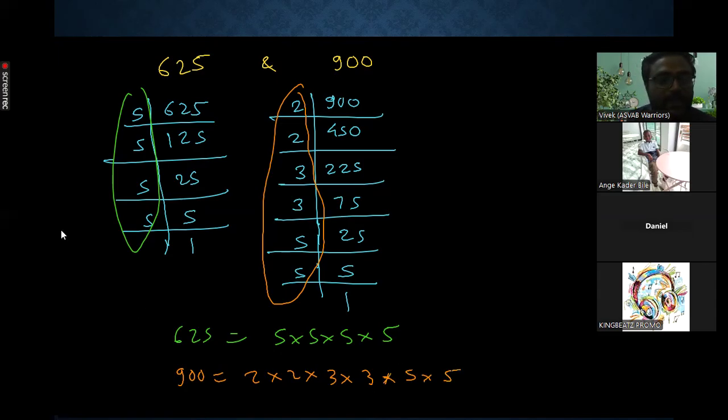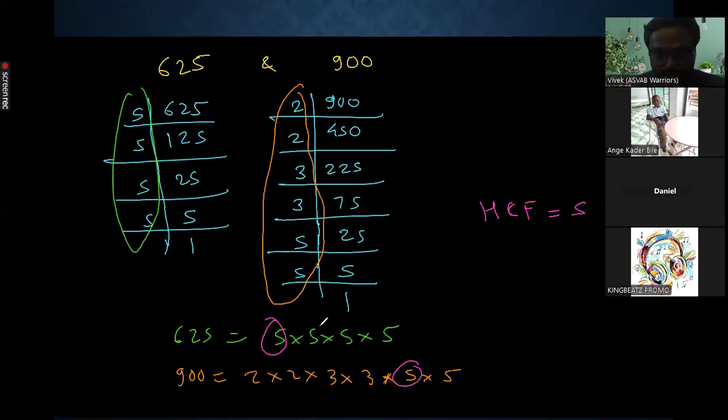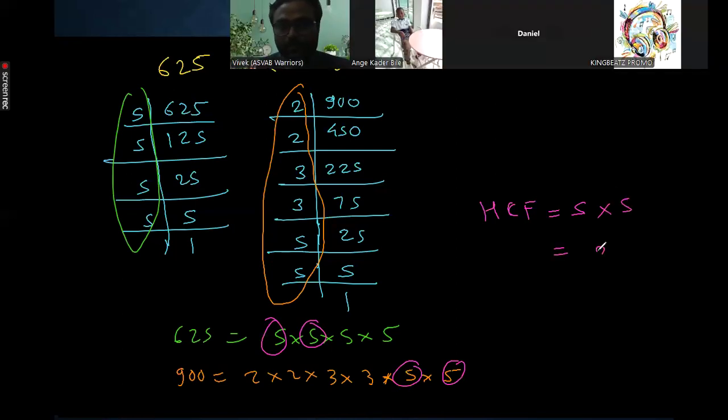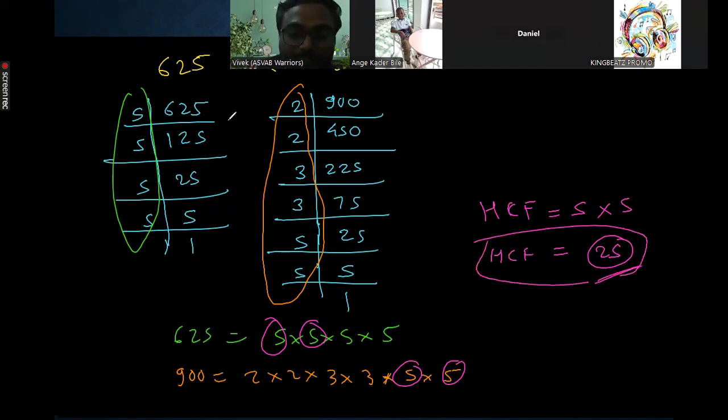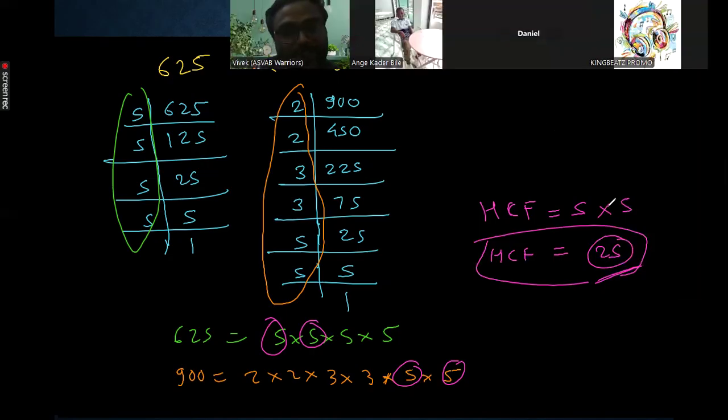Let us find the HCF, which is nothing but the highest common factor. So find the common factors first. I have one 5, another 5. So 5 times 5 is 25. So the highest common factor of 625 and 900 would be nothing but 25.